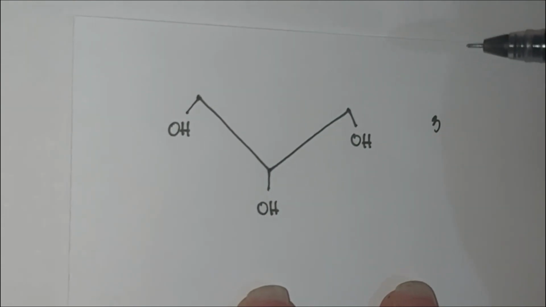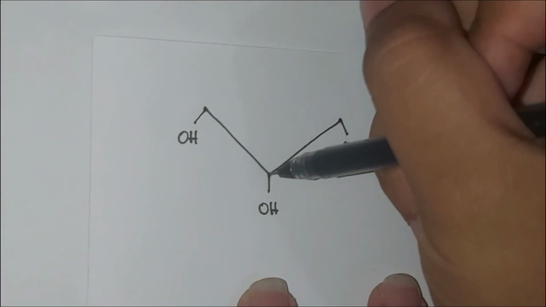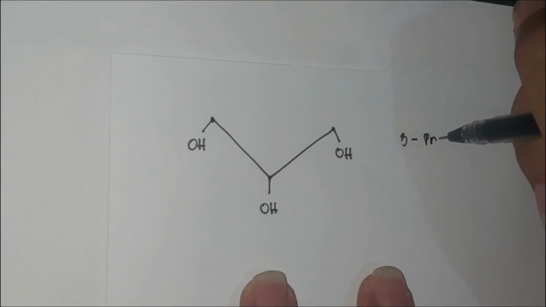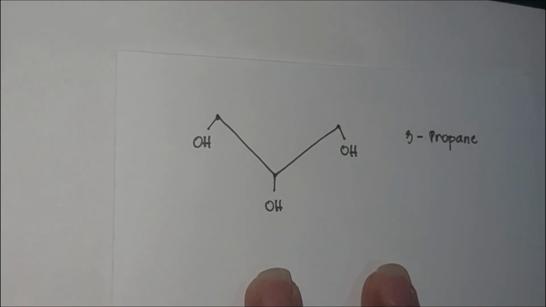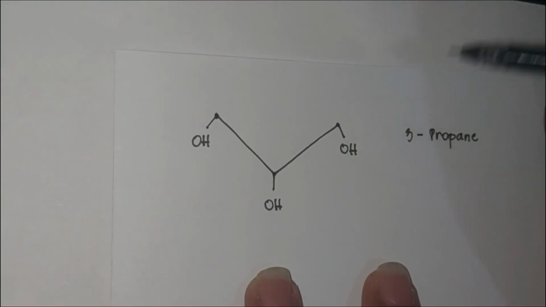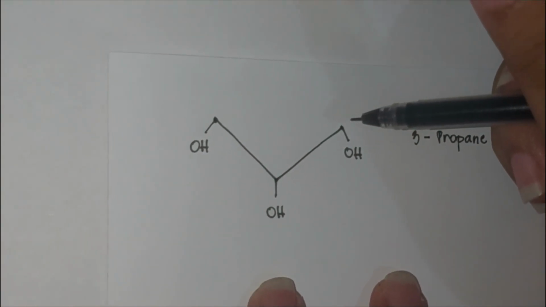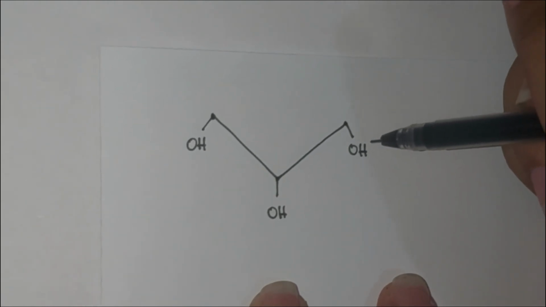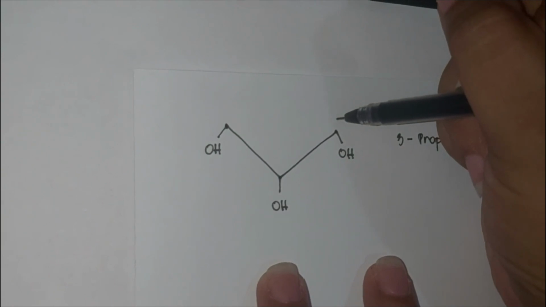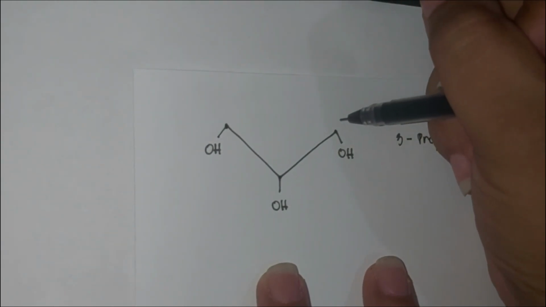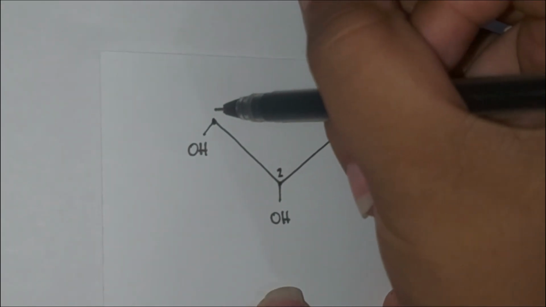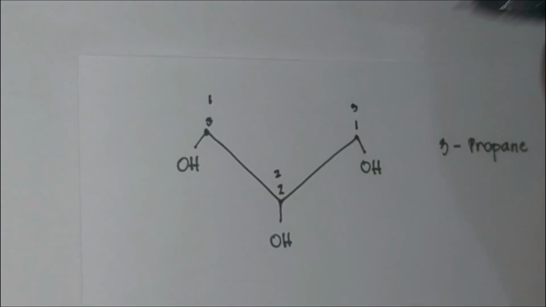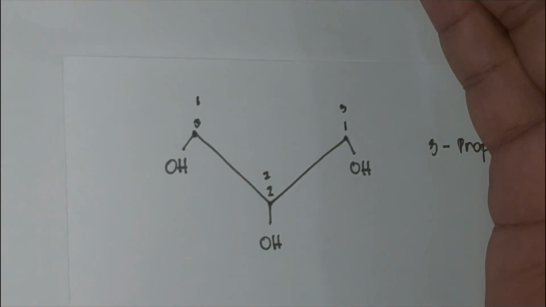So we have another example here. Step 1 is to find the longest chain, which is 1, 2, and 3. 3 carbons means propane. Next, we have to find the substituents. The substituents here are all hydroxyl groups, and we can start with either end, numbering 1, 2, 3. If you start counting here, it's all the same, 1, 2, and 3. So just start from right to left.